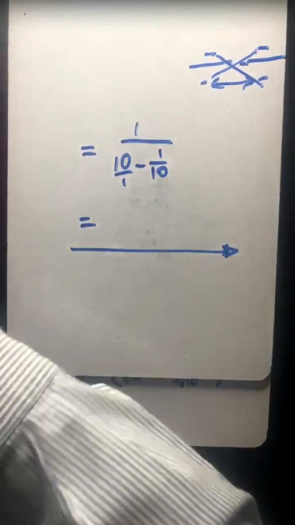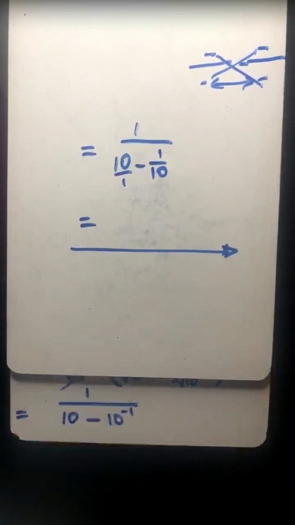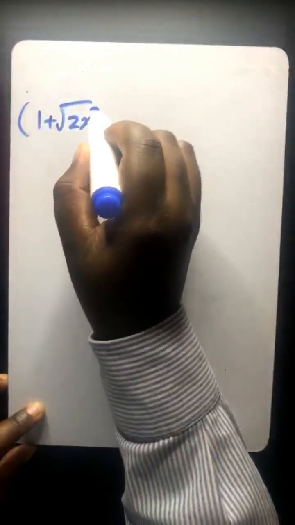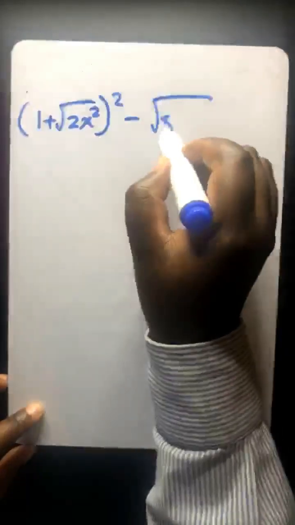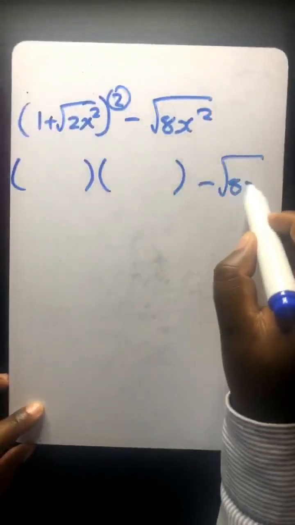Let's see, I think I'll need to scroll up. So there's also one last question which is remaining for this question paper, but this is how you work it out. I'll just give you guys a guidance of how you work it out. You're having that plus square root of 2x squared, close squared, minus square root of 8x squared. This thing, it means two of the same thing. That is your starting point.